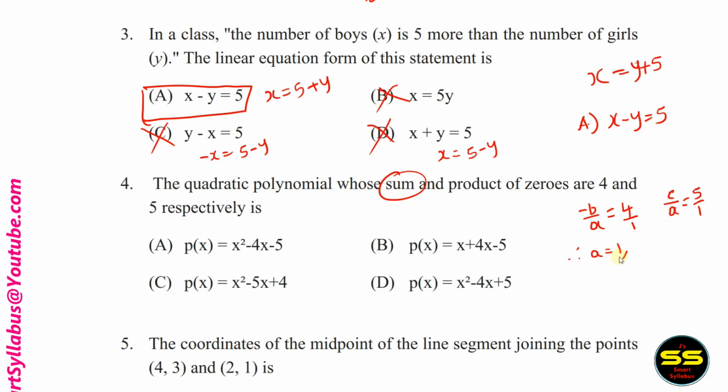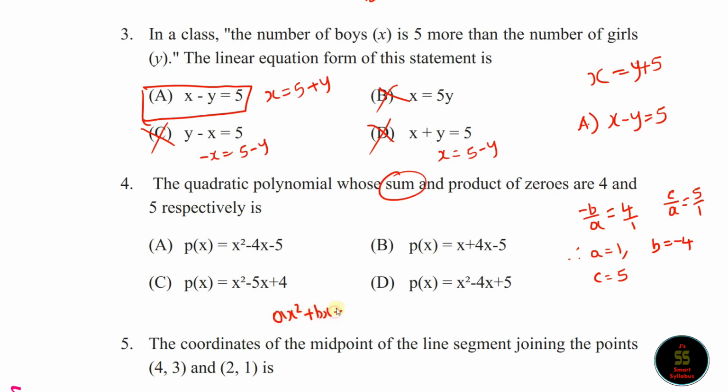Even here a is definitely 1. Now b is equal to 4, but as you can see b has a minus sign here, so the minus goes to the other side, and we get a minus sign here. Next, c stands for 5, so c is equal to 5. Now we have the values of a, b and c. Now we'll form a quadratic polynomial. The quadratic polynomial is ax square plus bx plus c. This is the general format. Just substitute the values of a, b, c.